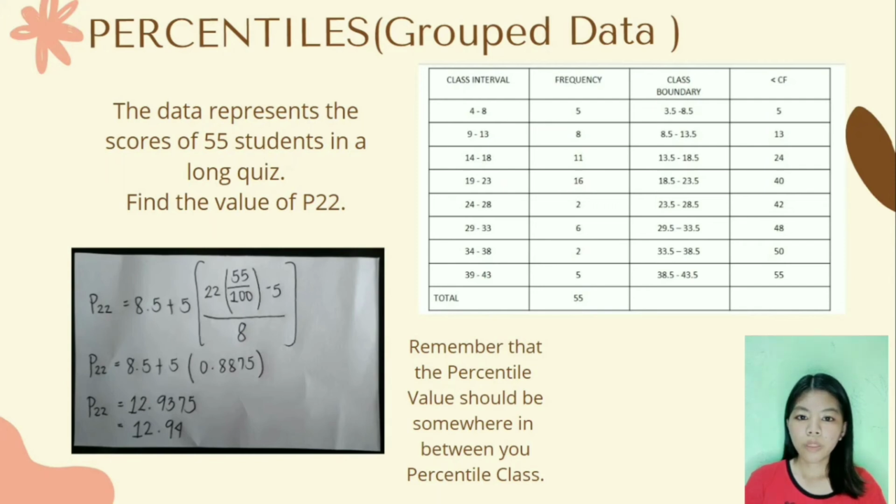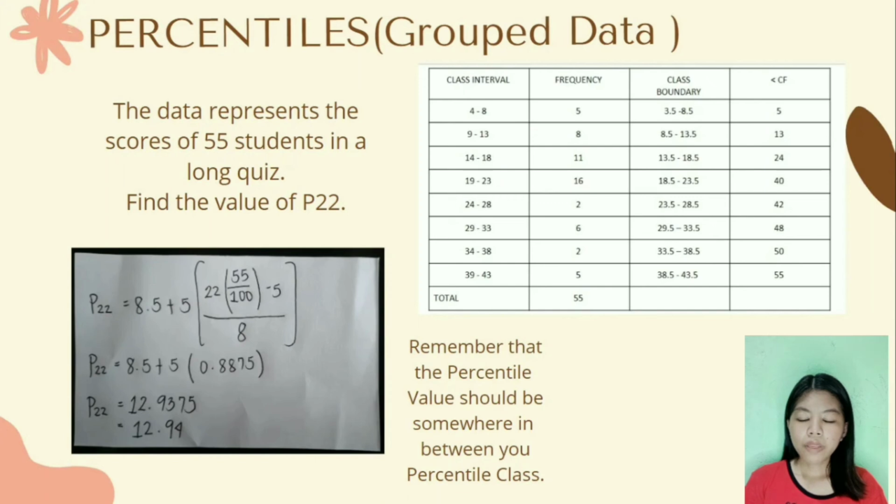The first thing we need to do is to find the percentile class, and the formula is n over 100, which is 22 times 55 over 100, is equal to 12.1. And we will find the smallest value under the less than cumulative frequency that is equal or greater than 12.1. And in this case, it is 13. And we know that this will be our percentiles class, this one.